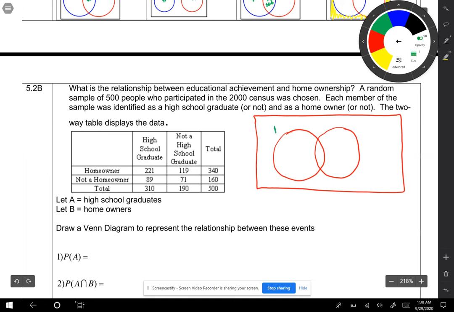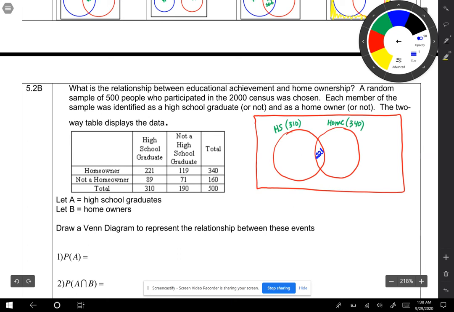And so we can represent one of the circles to represent high school. And let's see, high school graduate, there's 310. And homeowners, 340. All right. And let's see, if they're a high school graduate and they're a homeowner, that's 221. So that is really crucial. Once we know what this is, we can figure out some other stuff.